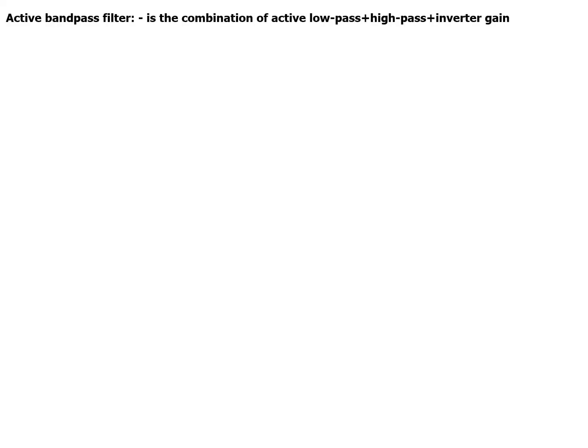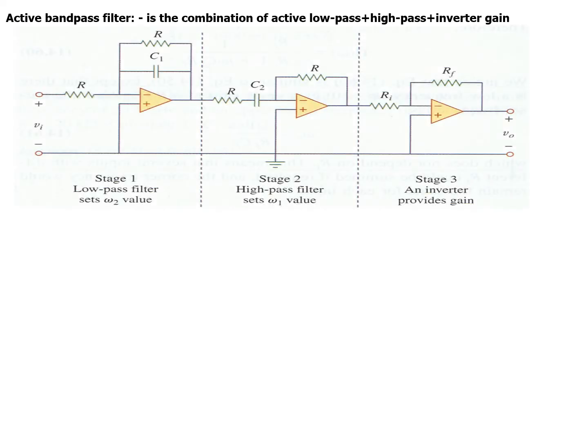Right, the active band pass filter is a combination of low pass, high pass, and inverter gain. It starts with the low pass, which selects the omega 2 value, and then it's connected with the high pass filter, which selects the omega 1 value, and in the end an inverter which provides the gain and also inverts the output.